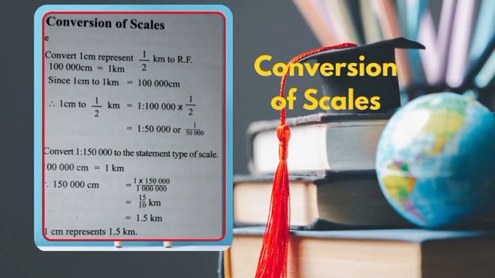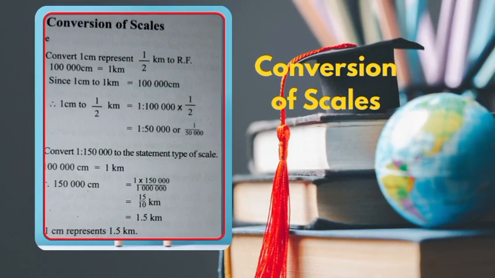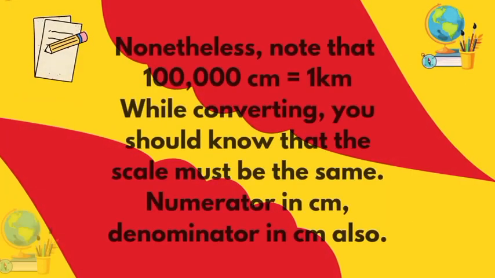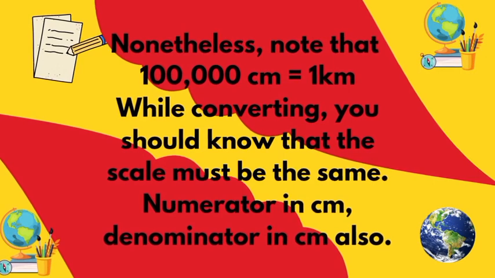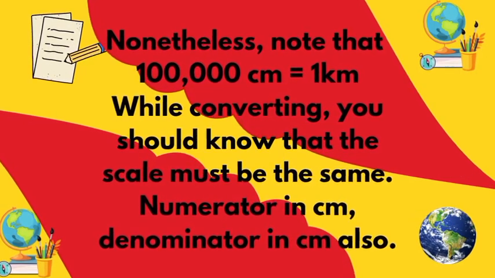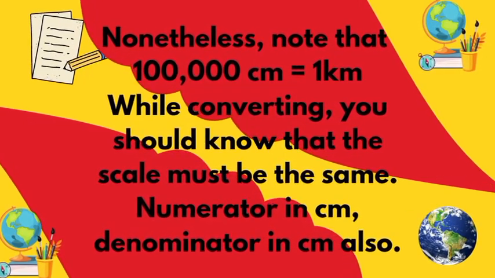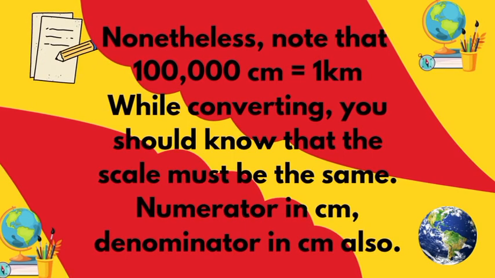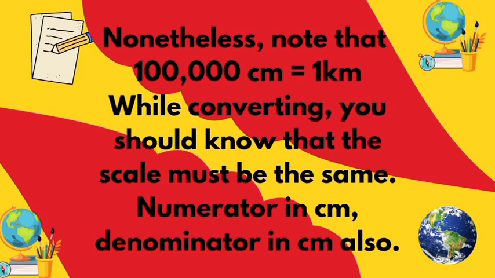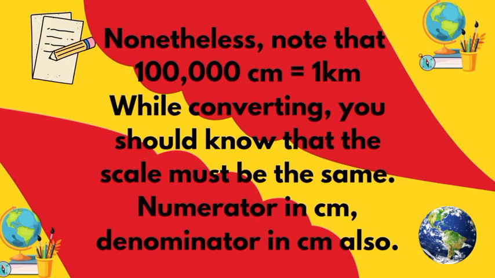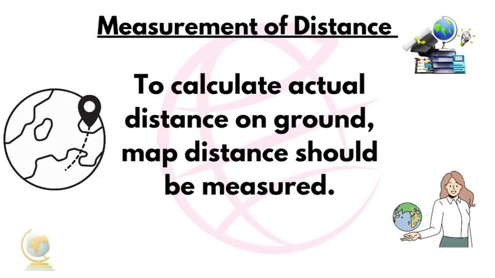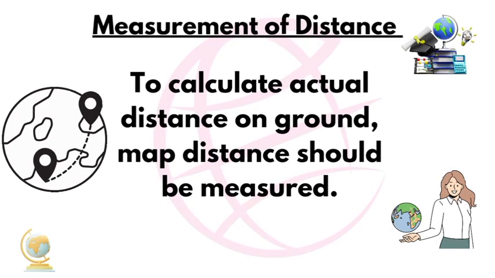1 centimeter represents half a kilometer, means that 1 centimeter is 50,000 centimeter. By converting, we ought to know also that our converting scale must always be in the same scale of measurement. For example, if you are converting in a representative fraction, the numerator and the denominator must be in the same scale. Now we move on to measurement of distance.